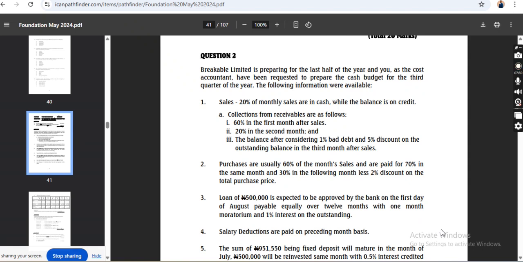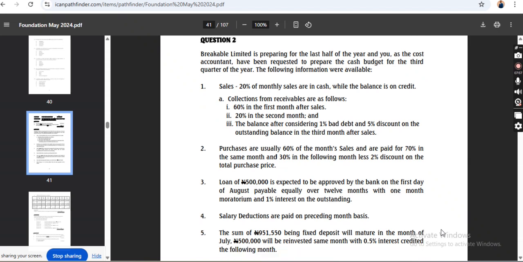Salary. What happened to salary? Salary deductions are paid on preceding month basis. What does that mean? That is why I said cash budget is English. Once you don't understand the English, forget it. If you can't interpret the English, forget about cash budget. So it means the salary for the last month will be paid in the next month. Let's say this month is April, they will pay the one for March.